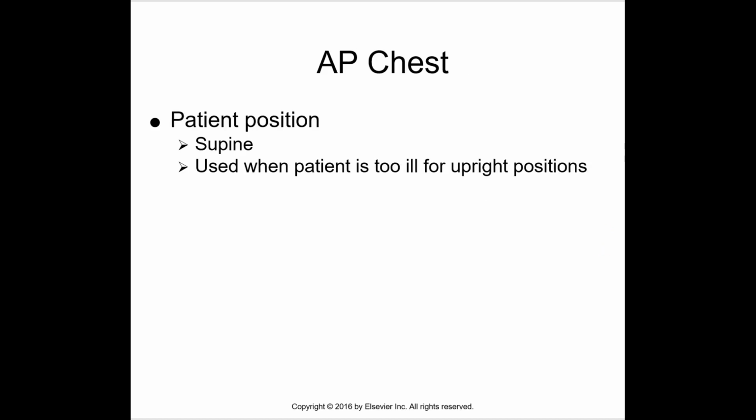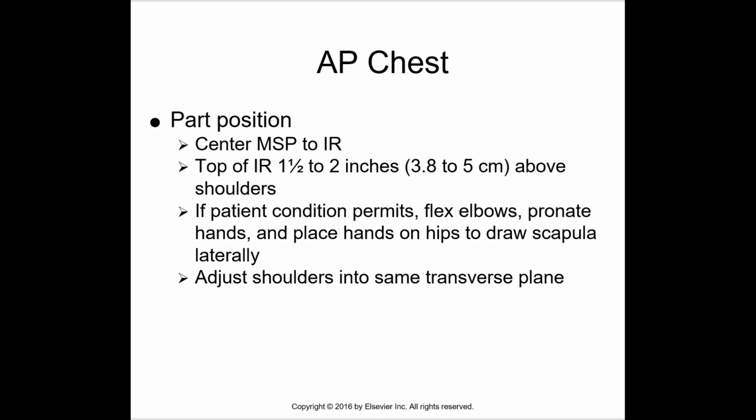The AP chest, the patient position is supine, used when the patient is too ill for upright positions. Part position, center the MSP to the IR. Top of the IR is 1.5 to 2 inches above the shoulder. If patient conditions permit, flex the elbow, pronate the hands, and place hands on hips to draw scapula laterally. Adjust the shoulders into the same transverse plane.